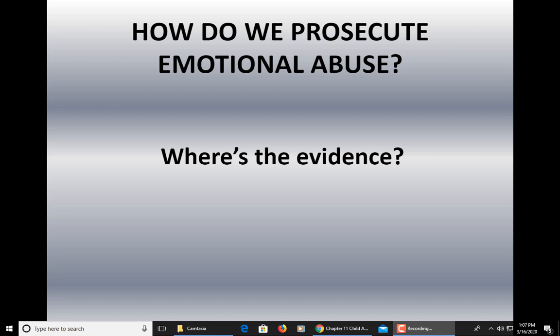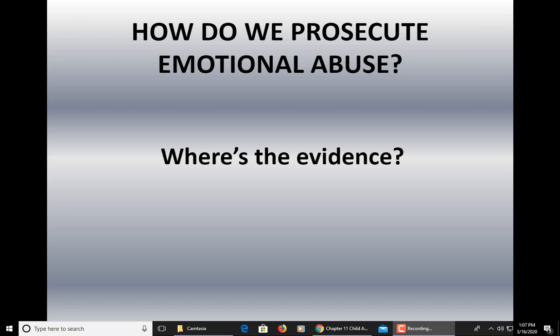The subjectivity of psychological emotional abuse is so difficult that I personally have never brought a psychological case to court. I couldn't imagine the difficulty of prosecuting a case. For example, how do you prosecute that a child's not getting enough love, or they're being ridiculed? How do you show that that's causing damage?